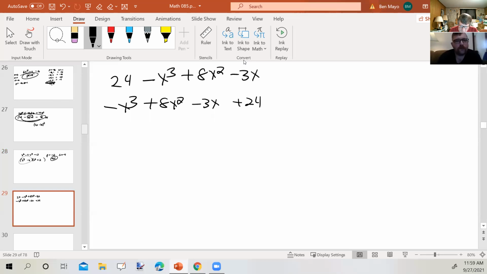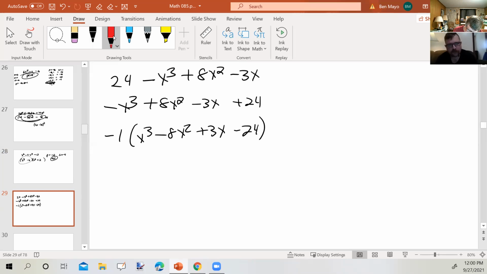And now I could factor out a negative 1. Do you want to do that or do you want to leave it? You can do it either way. Factor out the negative 1. Okay, so negative 1 times x cubed minus 8x squared plus 3x minus 24. I'm going to use grouping because there's 4 terms inside.